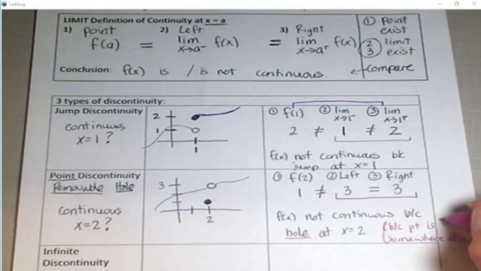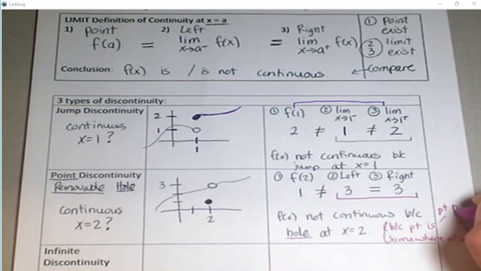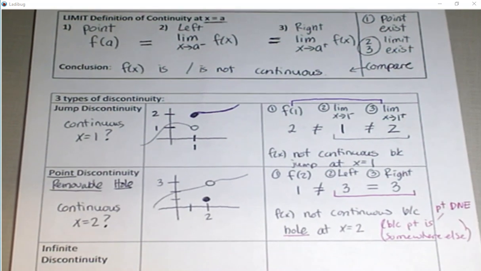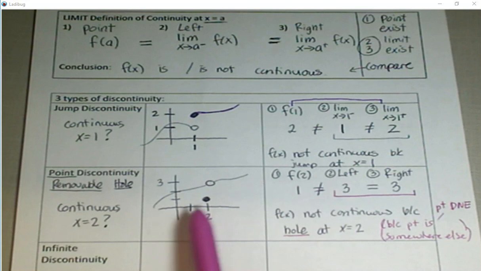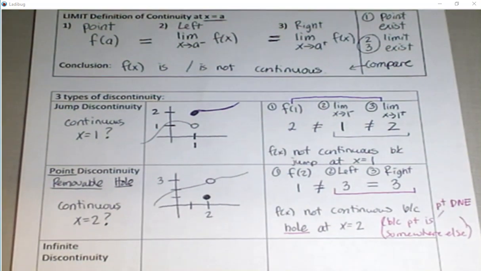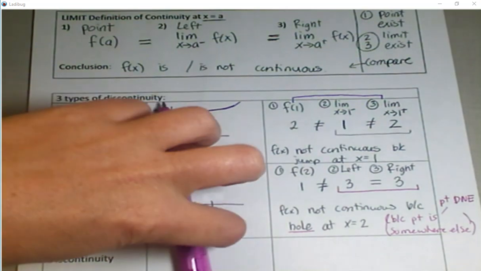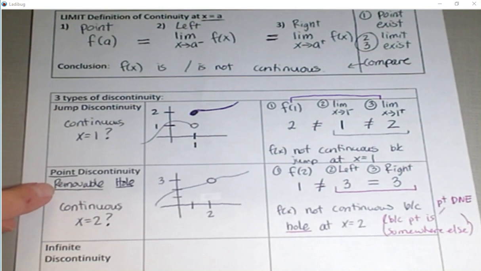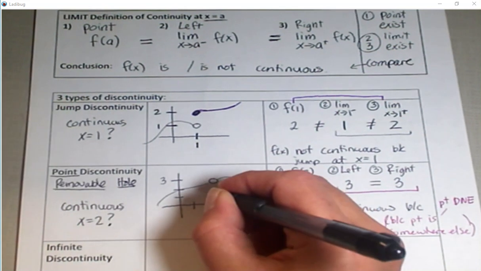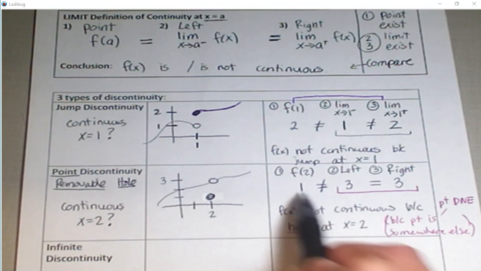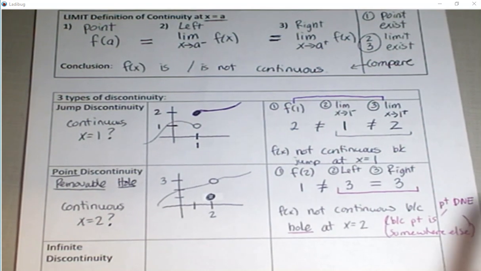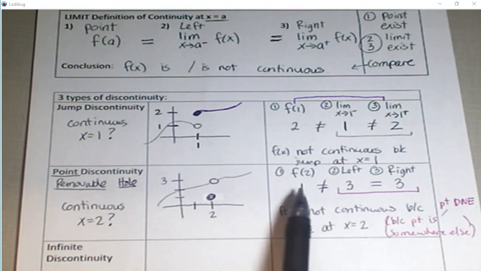Or maybe the point does not exist. What if there's just no point in general? It would still be a hole in the graph. This one just happened to be filled in. But if I do this, it's still a point discontinuity, or a removable discontinuity, or a hole. So you don't have to have a filled in point. This could be does not exist. It's important that the limits are equal and the point is something else.